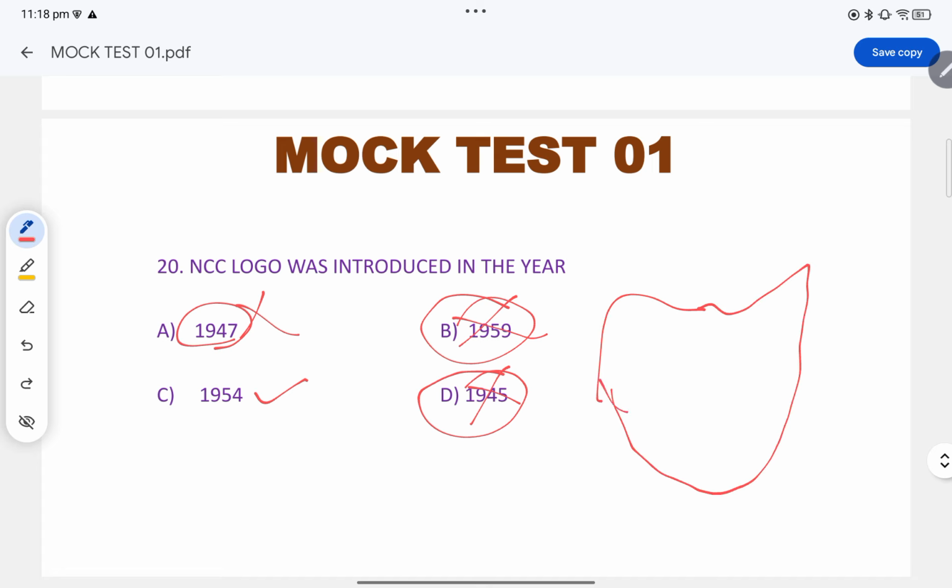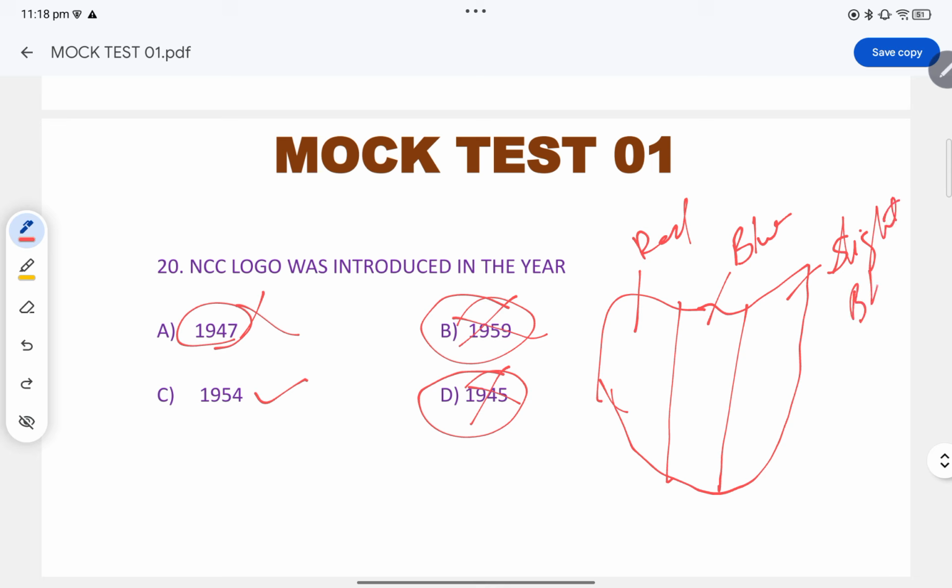The tricolor has three colors: red, dark blue, and light blue. Red indicates Army, dark blue indicates Navy, and light blue indicates Air Force.